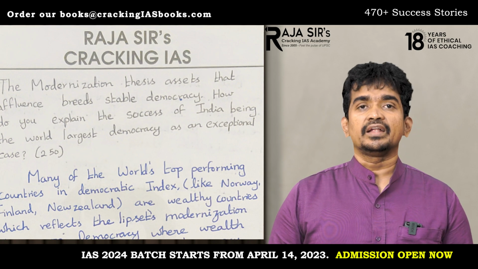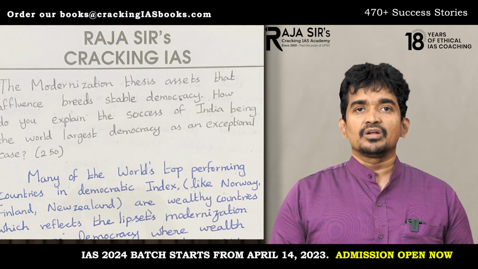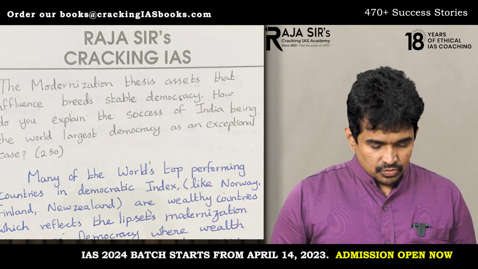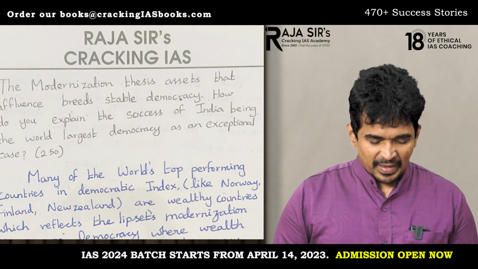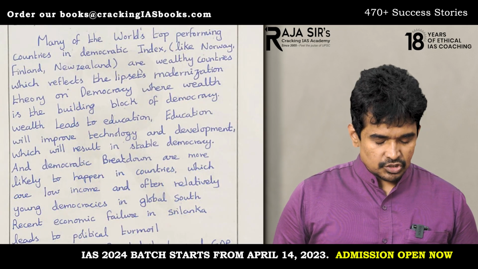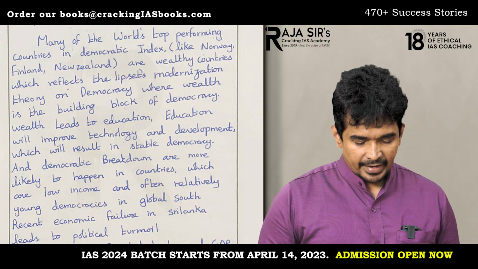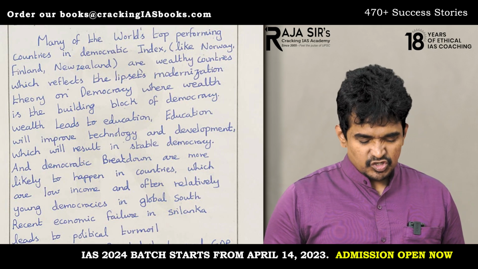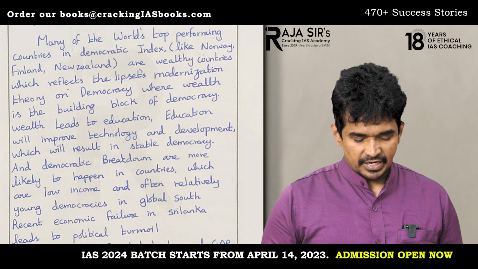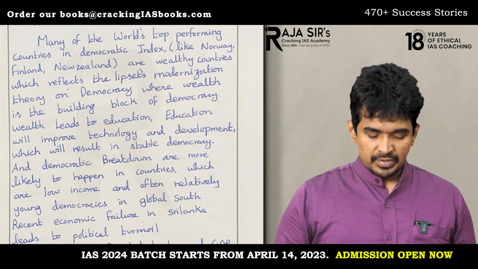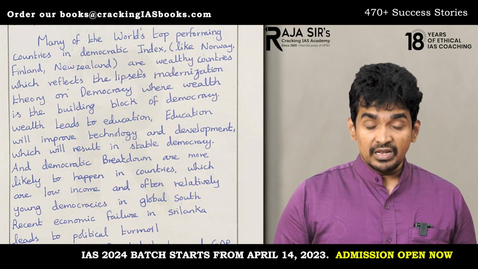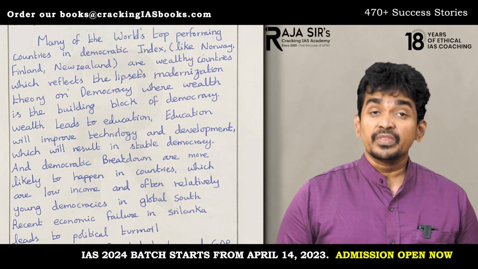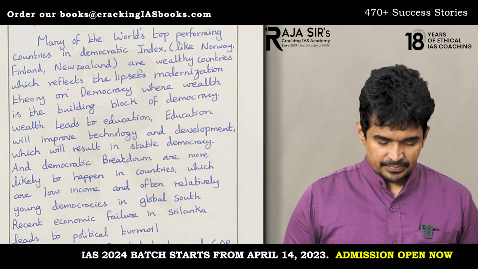See, now I'll just read out the answer written by an aspirant and I'll explain what are the problems with this answer, right? Fine. Now, the first paragraph: many of the world's top performing countries in democratic index like Norway, Finland, New Zealand are wealthy countries, which reflects the Lipset's modernization theory on democracy, where wealth is the building block of democracy. Wealth leads to education, education will improve technology and development, which will result in stable democracy.